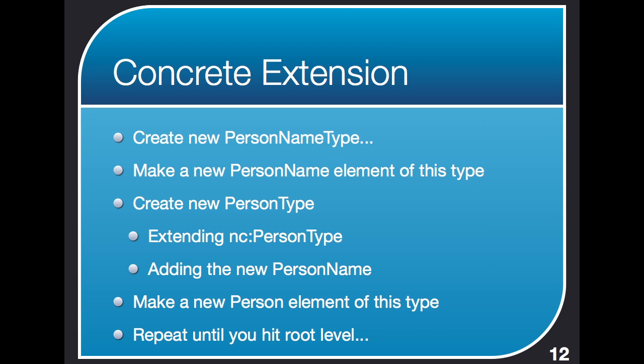And if that person element is inside of something else, then we have to redefine that enclosing type as well and make yet another new element of that type. And if that type is in something else, then we have to repeat that process again all the way until we hit the root level, which means we may end up redefining a lot of things which aren't really changing in terms of their concept, but we need to redefine them anyways. And that's confusing. So let's take a look at this in schema.